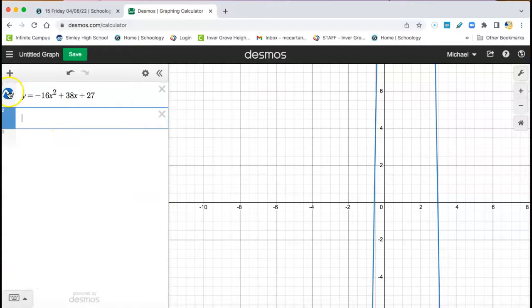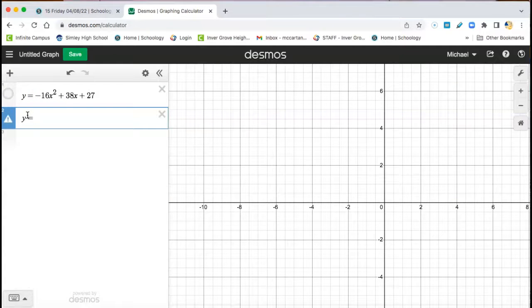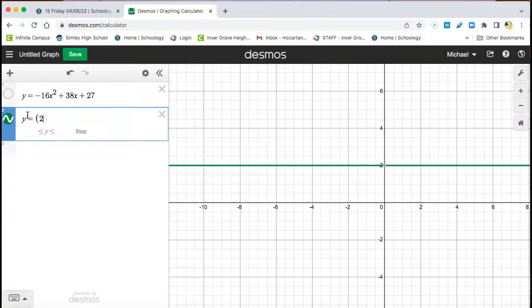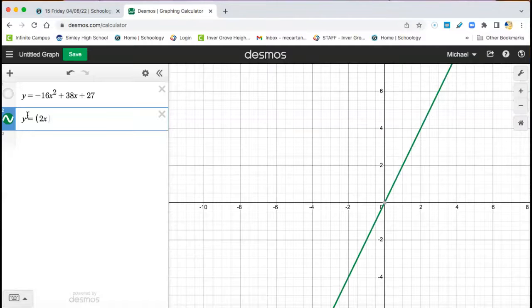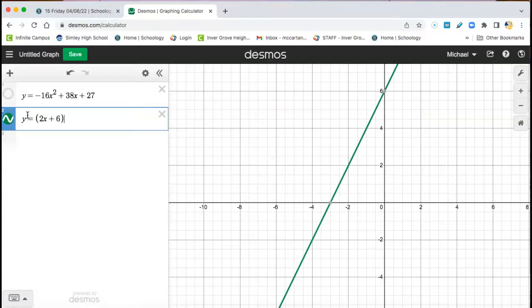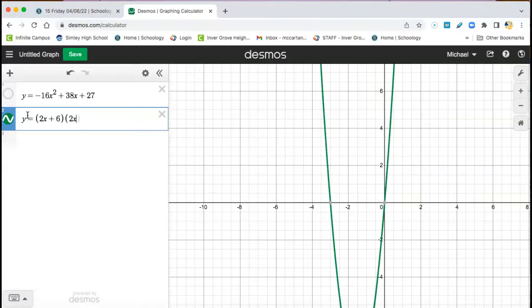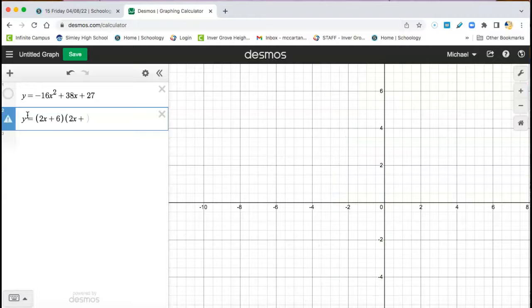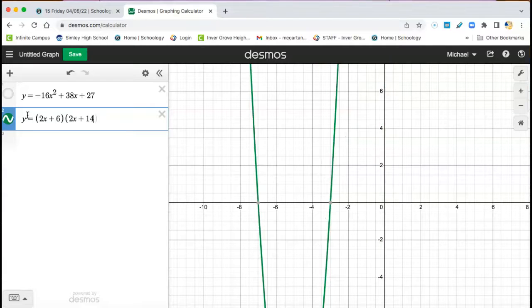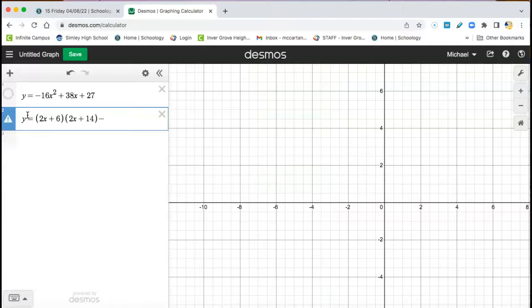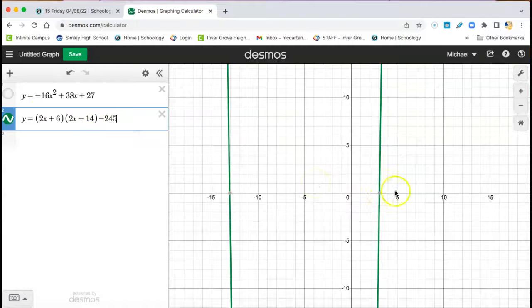I'll put a new one. I'll erase this one. Again, I'm putting y equals 2x plus 6, and then 2x plus 14. And then close out the bracket, minus 245. Like that. Okay? Now I can scroll out here and see it crosses in two places.